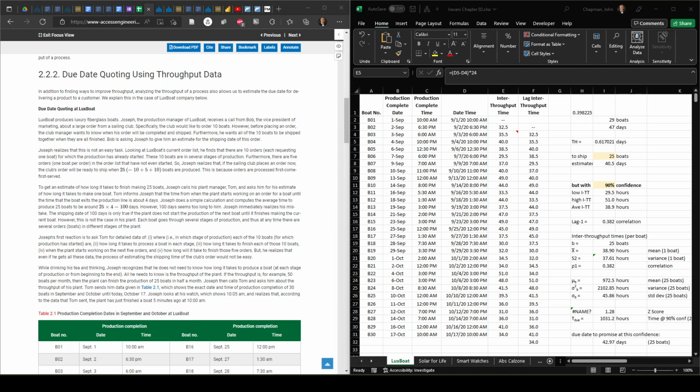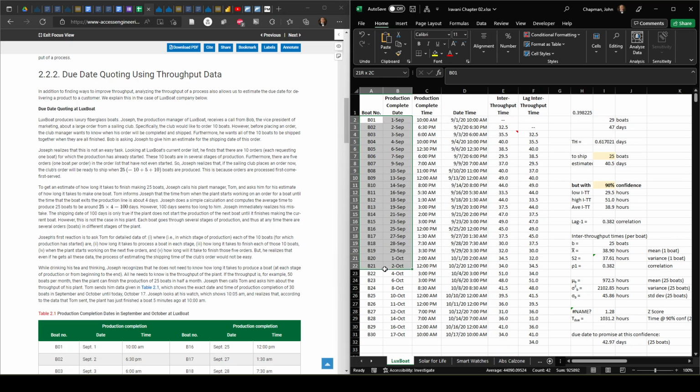This is a video on the example in the book, LuxBoat from chapter 2. And in this example, I'm going to walk through almost the same numbers. I'm going to change our confidence level to align with the homework assignment to a 95% confidence. And the way I'm going to do this is I'm going to go over here to Excel.